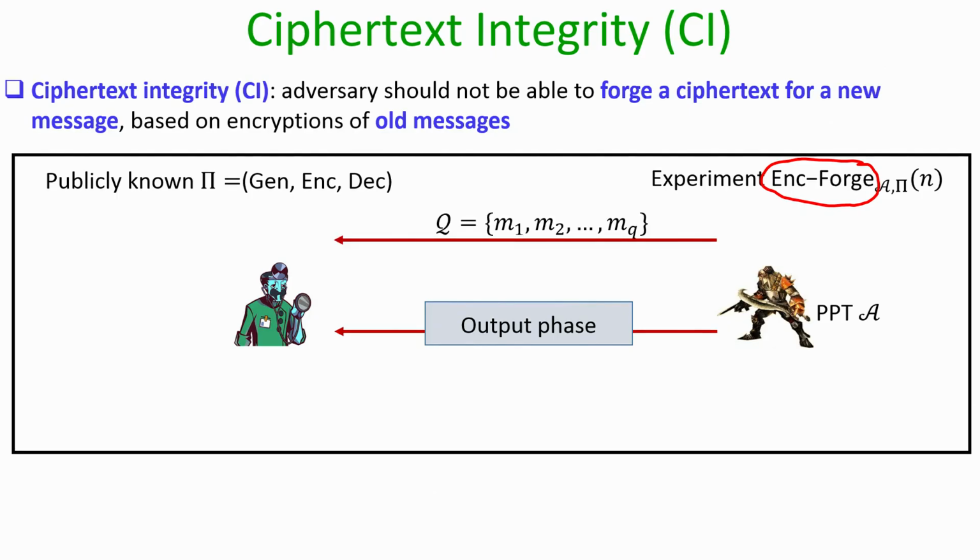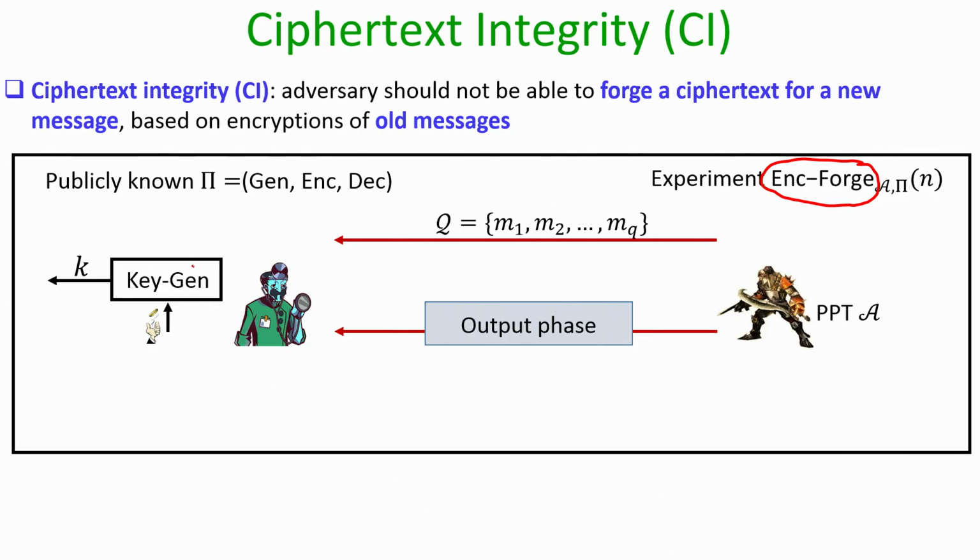In the training phase, we give the adversary a chance to train itself, namely we allow the adversary to ask for encryptions of several messages of its choice as per the encryption algorithm of the scheme pi. So, it adaptively submits a set of encryption queries M1, M2, up to MQ, and to respond to these queries, the experiment runs the key generation algorithm and obtains a uniformly random key.